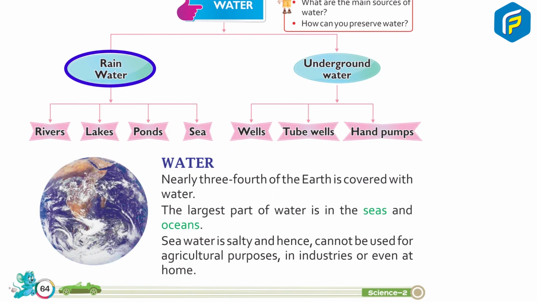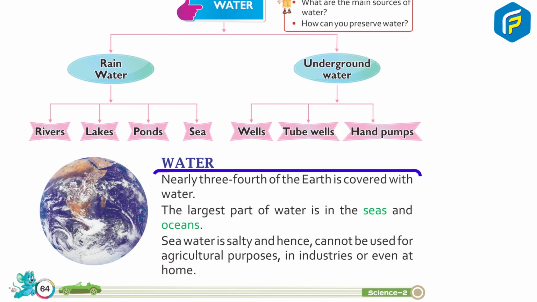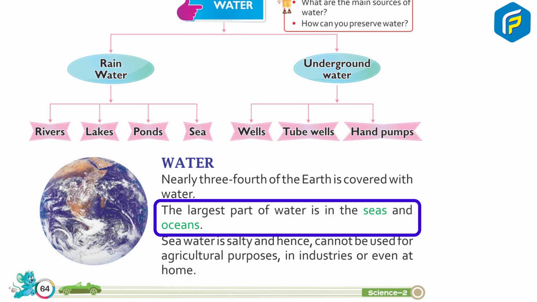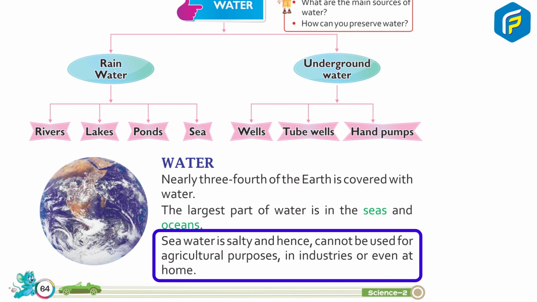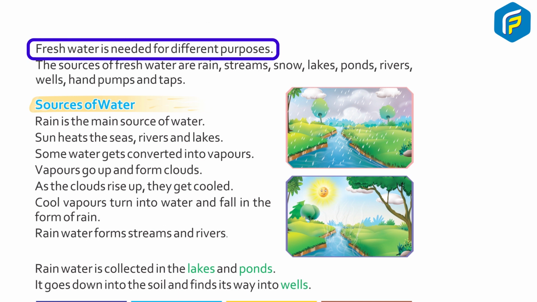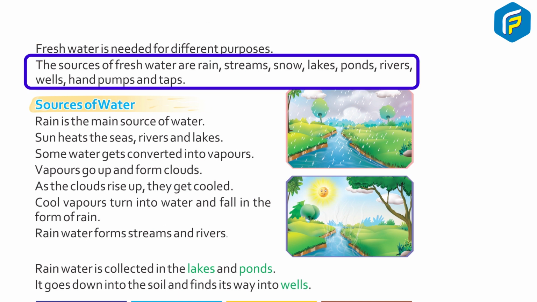Water: rainwater, underground water, rivers, lakes, ponds, sea, wells, tube wells, hand pumps. Nearly 3/4 of the earth is covered with water. The largest part of water is in the seas and oceans. Seawater is salty and hence cannot be used for agricultural purposes, in industries or even at home. Fresh water is needed for different purposes. The sources of fresh water are rain, streams, snow, lakes, ponds, rivers, wells, hand pumps and taps.